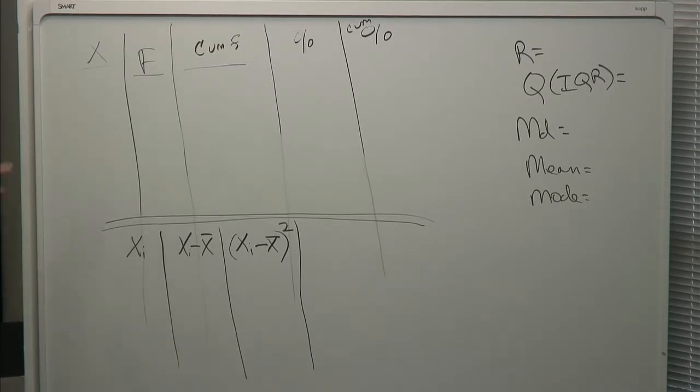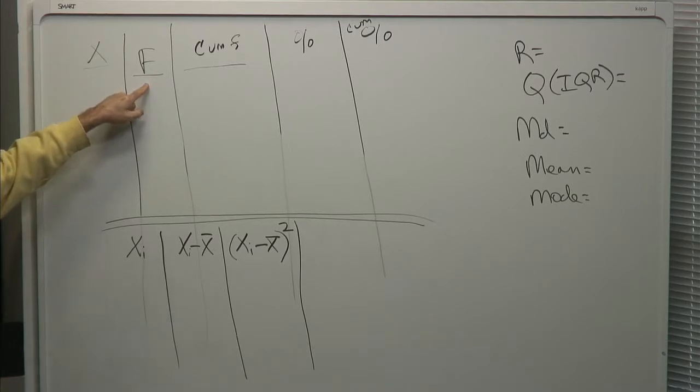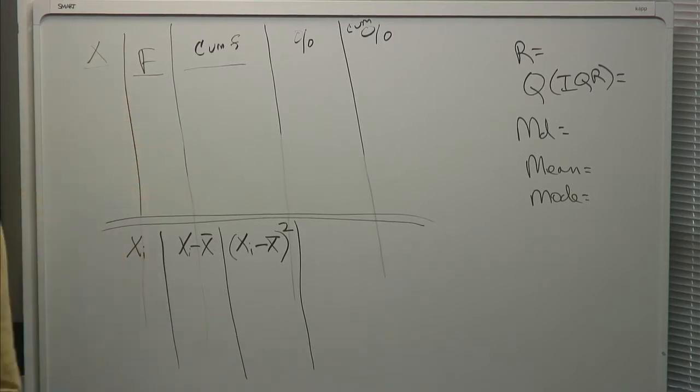So remember over here, if you're working on this first part, if 10 people got a 77, don't write 77 10 times. Write 77 with a frequency of 10. Okay? Fair enough?